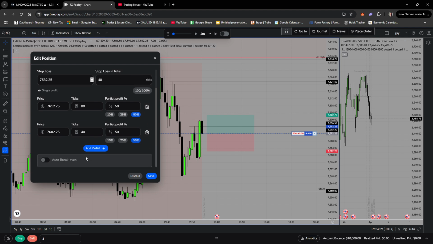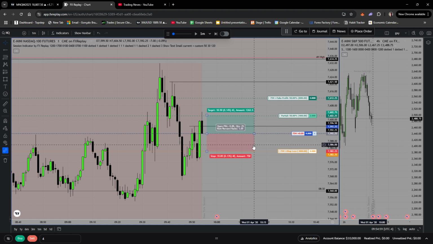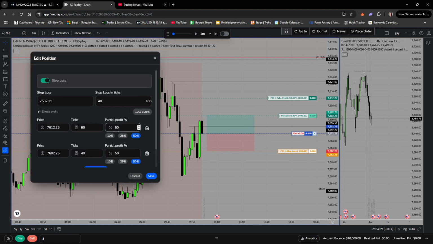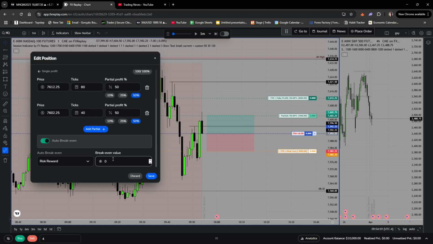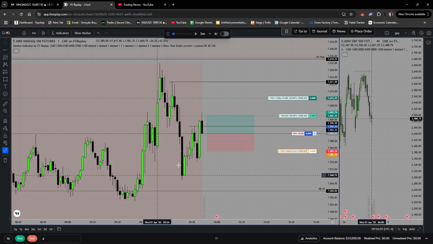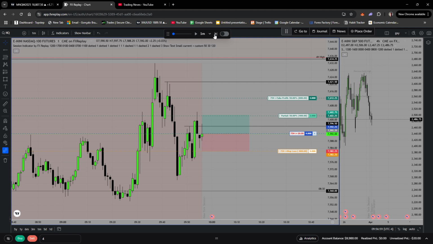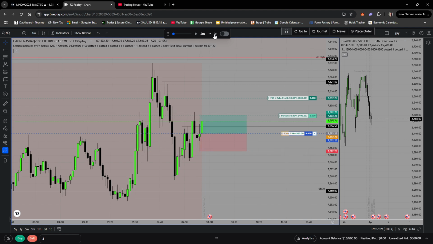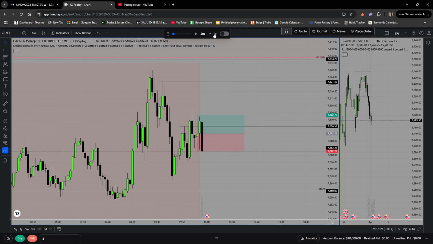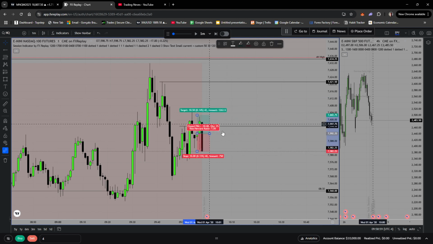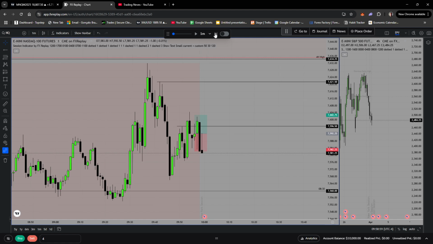Stop loss. Okay. And then I want to add auto break even as well. There we go. So auto break even will be at 0.9. So value. Okay. Here we go. So we are risk free, and that first position is a break even. That's fine. That's a little difficult to set up, but we got it in the end.